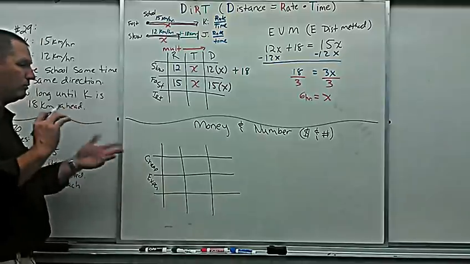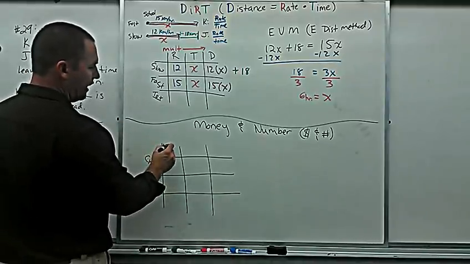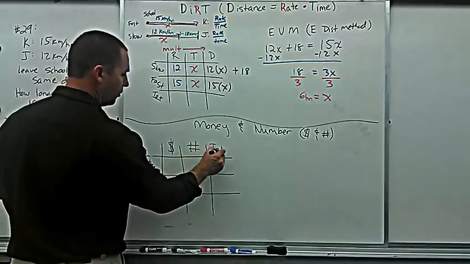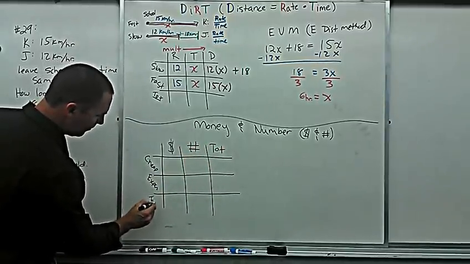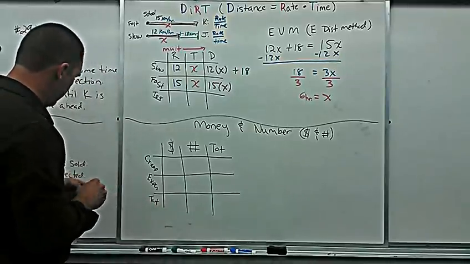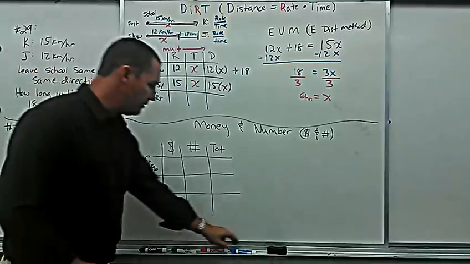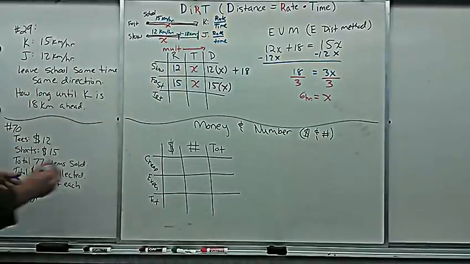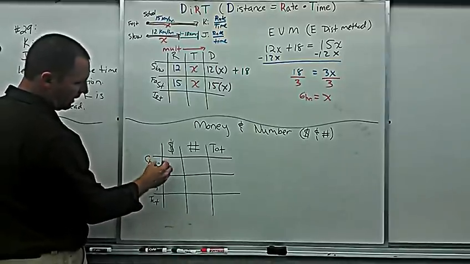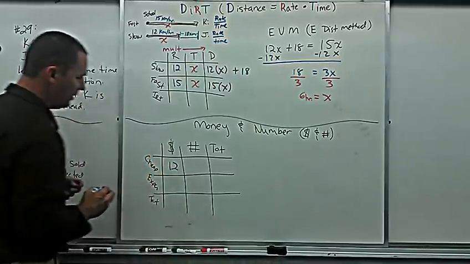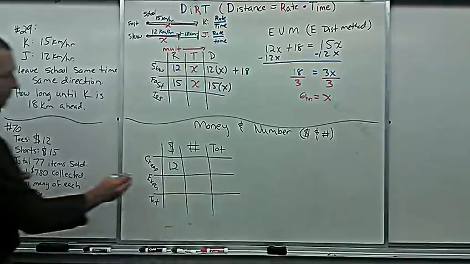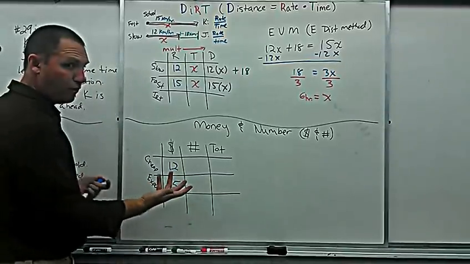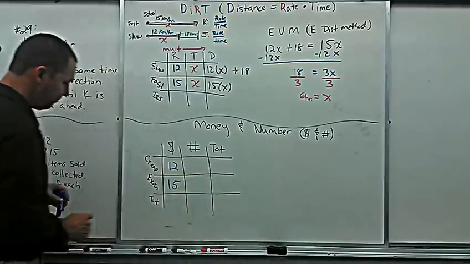That way I'm not looking back going, which one is t-shirts, whatever. So cheap and expensive. And then I have money, number, and total. And down here I have total. Okay. So now as I look at this, the problem tells me that the cheap thing cost me $12. So the cheap money per item is $12. And the expensive one per item is $15. Okay? And they don't tell me an average per item. So this I'm not filling in.